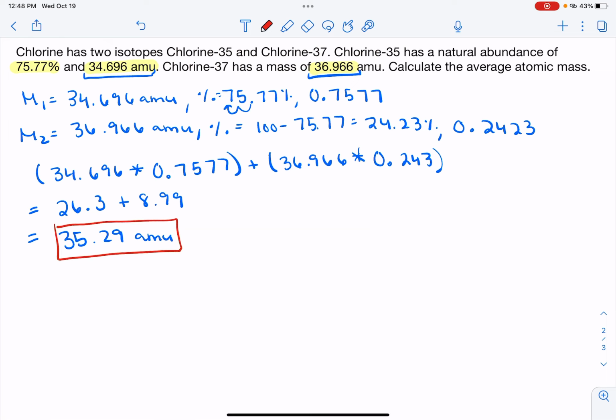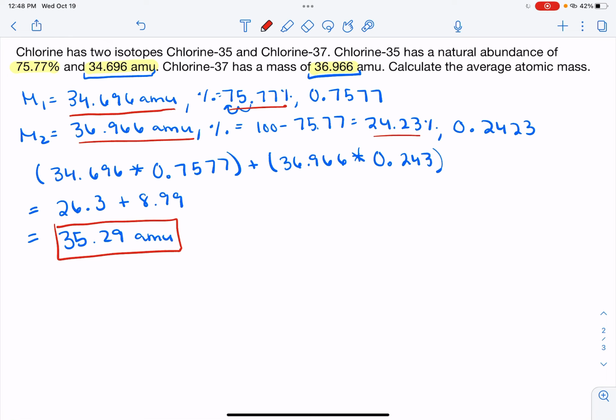And now, again, it makes sense to check this, right? We expect our answer to be between 34.696 and 36.966. Our answer, 35.29, is between those two, so that is a good thing. And also, mass 1, that 34.6, is a greater percentage than mass 2, which is 36.96. So we would expect our answer to be closer to 34.6 than 36.9, and 35.2 is closer, so that checks out as well, okay?